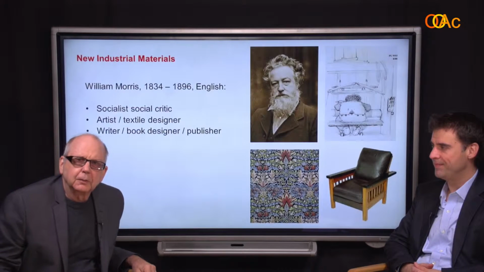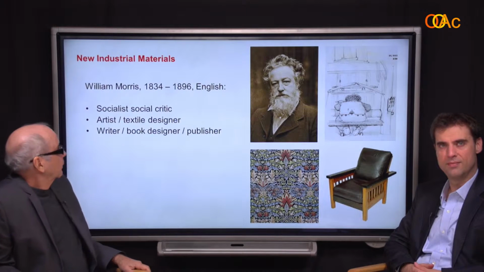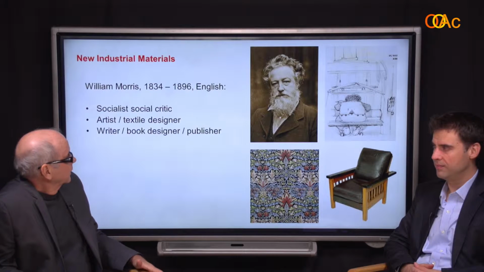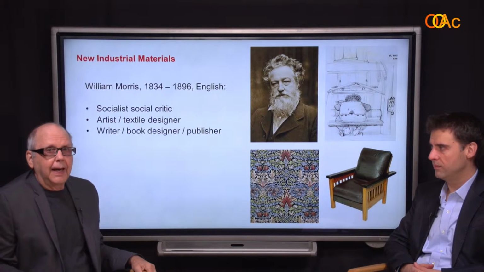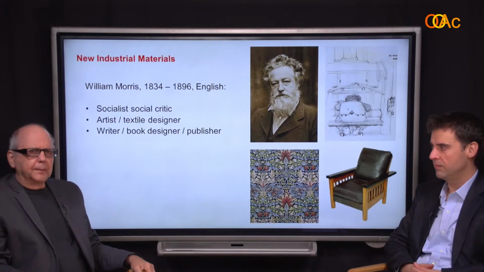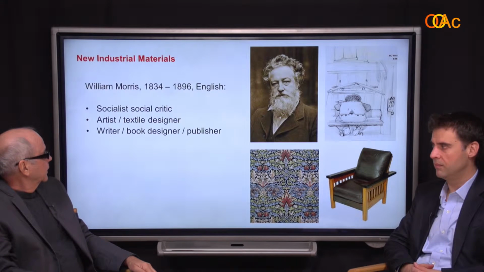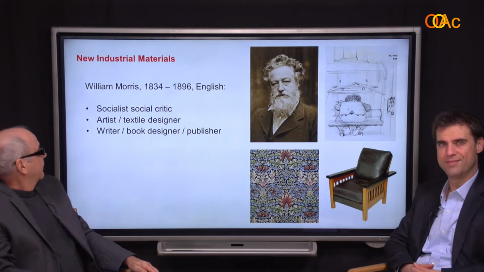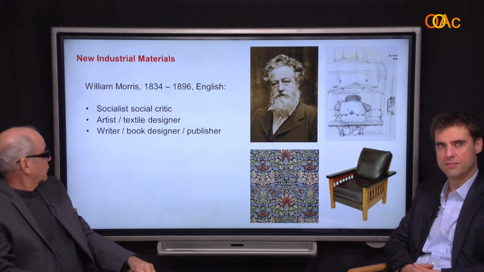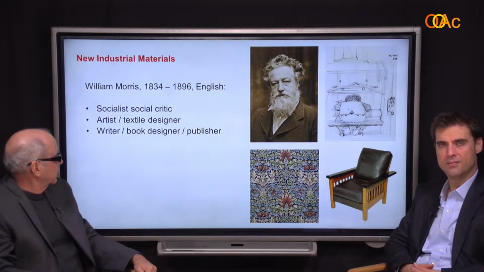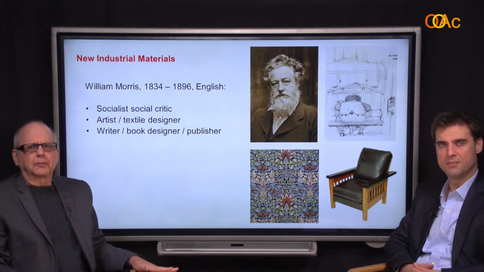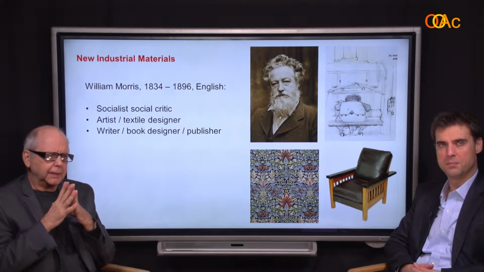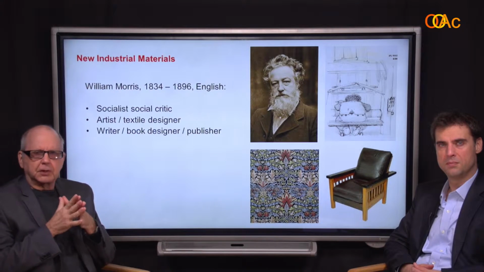Well, let's begin with William Morris. William Morris is a mid to late 19th century figure, and Morris is an originator of what's called the arts and crafts movement. He was a socialist, social critic, artist and textile designer, and writer and designer of beautiful books. And William Morris saw the ugliness and destructiveness of industrialization.